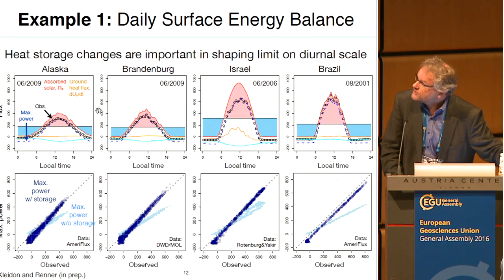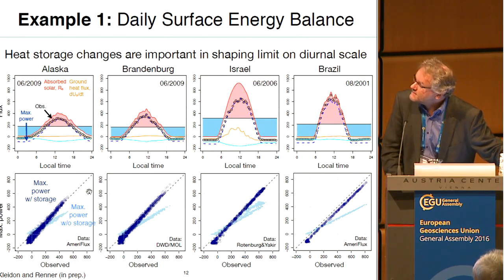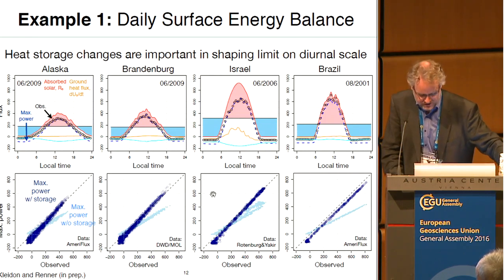And what I want to show here is four sites in Alaska, in central Germany, Israel, and rainforest in Brazil. And here's the comparison of what is observed in terms of the turbulent heat fluxes or net radiation and what is being predicted by maximum power. This is the prediction without this heat storage effect, which also leads to a high correlation but a wrong slope. It underestimates heat fluxes, but when we account for this heat storage effect, we can get fluxes that are very well in agreement with observations.